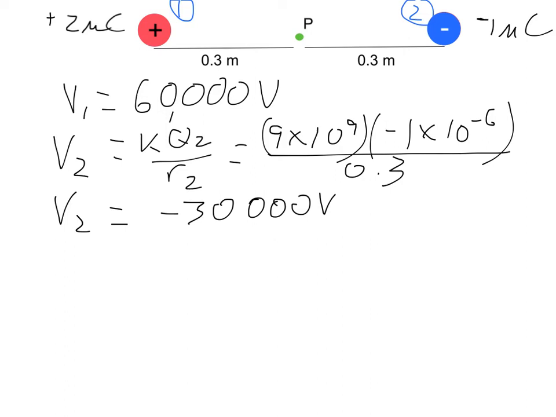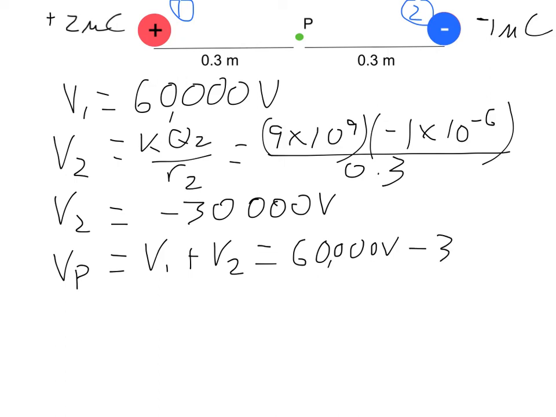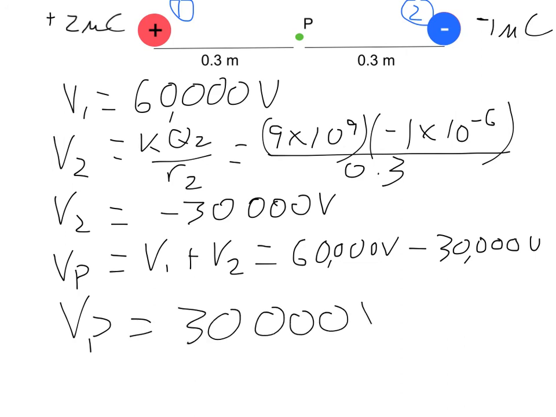And the overall effect on that is if I calculate the total voltage at point P, I'm still just taking the 2 individual voltages and adding them together. But now I've got a contribution of positive 60,000 volts from the positive charge and negative 30,000 volts from the negative charge. And so really, I'm just subtracting 60,000 minus 30,000 gets you 30,000 volts. Not too bad.